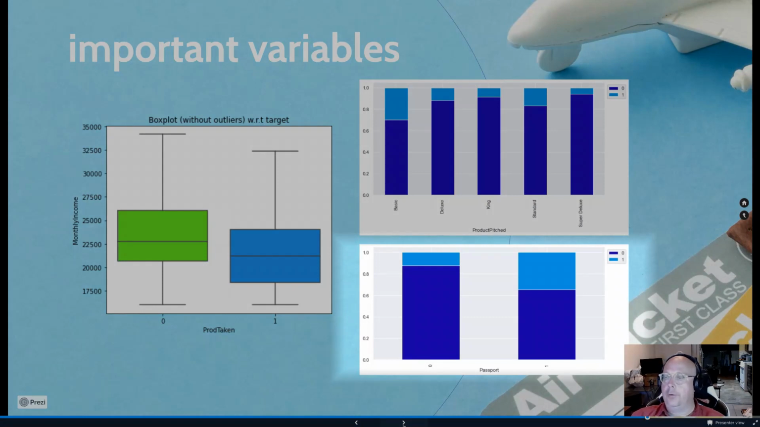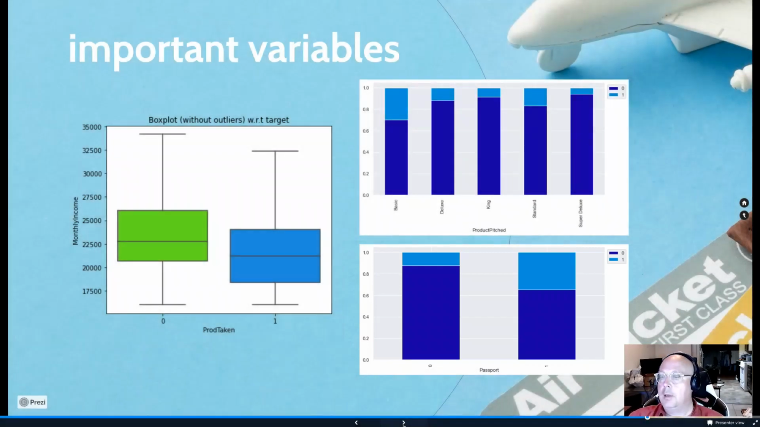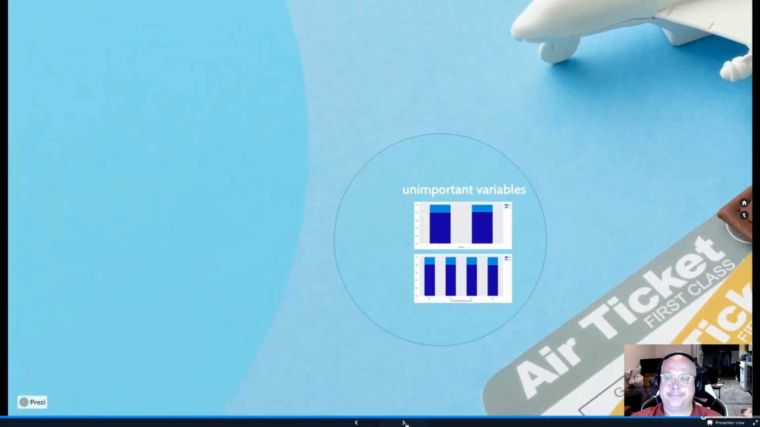Looking at the passport variable, we see that passport holders are much more likely to buy than non-passport holders. From this, it looks like there may be a sweet spot for sales to passport holders wanting a relatively basic package whose income falls in the range of the blue box on the box plot. Now let's look at a couple of unimportant variables.